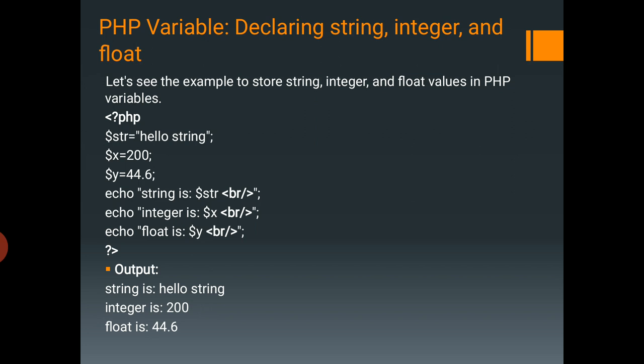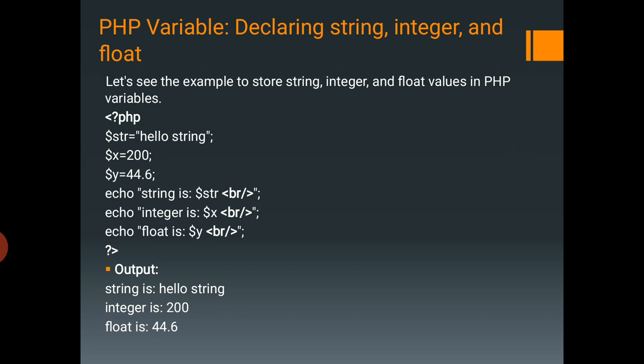First, let's see an example of PHP variables declaring a string value, an integer value and a float value. Example: open the angular bracket with PHP, declare the variable $str = "hello string". The next variable is declared: $x = 200. The next variable: $y = 44.6. The echo statement is used to display the value in the web browser. Then the command is executed: echo "String is $str".